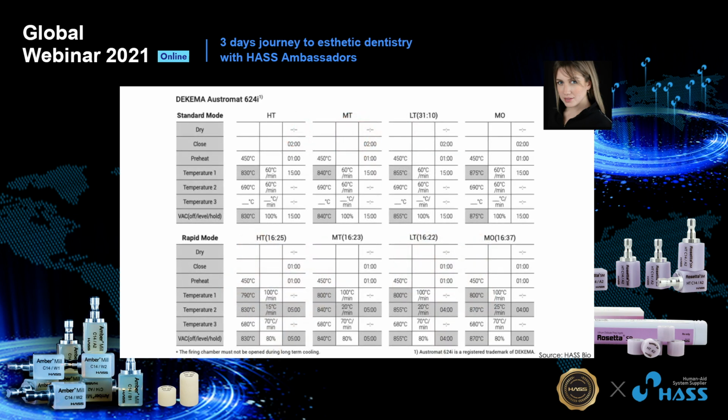Here is a demonstrative chart, for example, for the furnace that I personally use, and mainly I prefer the standard mode. So this chart shows how temperature affects translucency, meaning that from only one block of Amber Mill, you can get 4 different translucency levels by changing the temperature here.